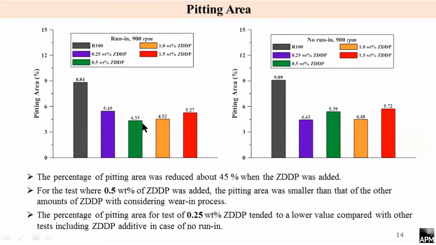And for the test with running-in process, adding 0.5 weight percentage of ZDDP gives a pitting area smaller than the other cases. For the no running-in case, we can see the 0.25 weight percentage tends to give a lower value compared to other cases of ZDDP.